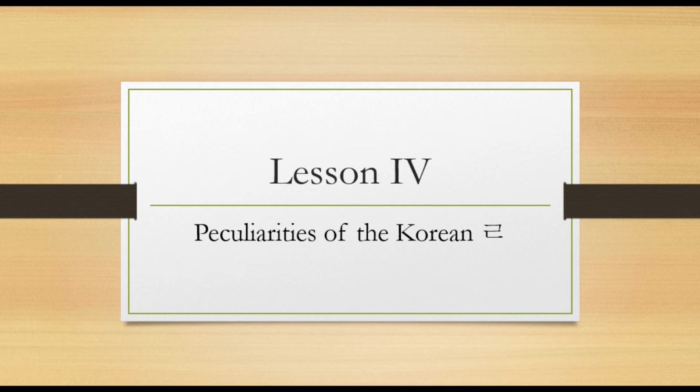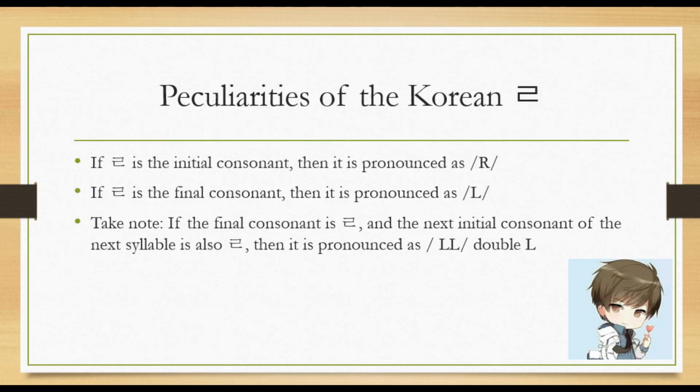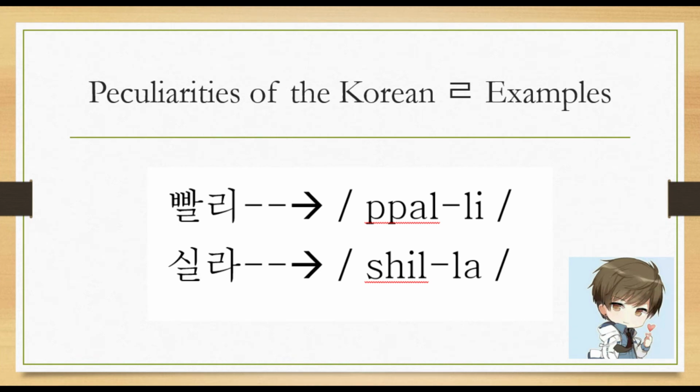Alright, so fourth lesson na tayo. Peculiarities of the Korean Ryul. The character is called Ryul. If Ryul is the initial consonant, then we pronounce it as letter R. If Ryul is the final consonant, you pronounce it as letter L. But if the final consonant is Ryul and the next initial consonant is also Ryul, then you pronounce it as double L.